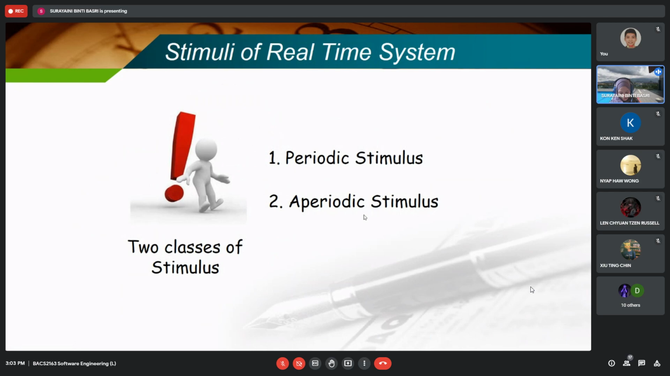Okay, so an aperiodic stimulus is not based on any time interval, but it will occur irregularly. Only when there is an interrupt, the system will give a response. So this aperiodic stimulus will be based on an interrupt from an outside event.